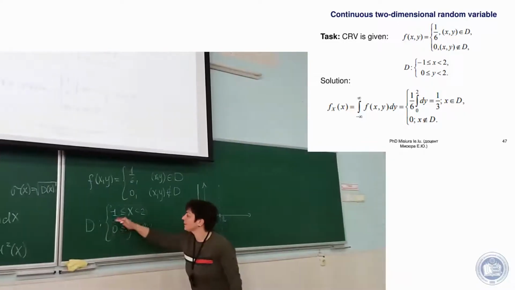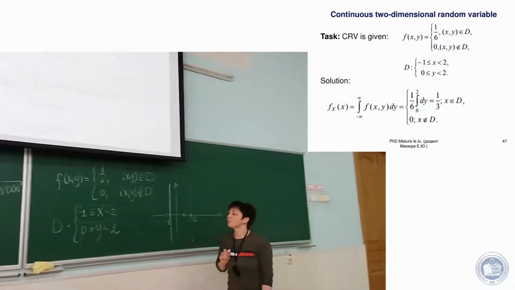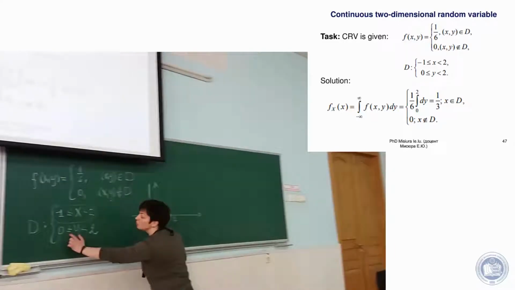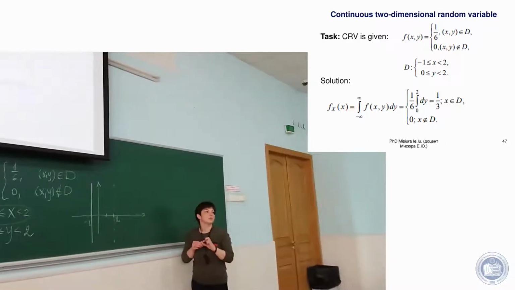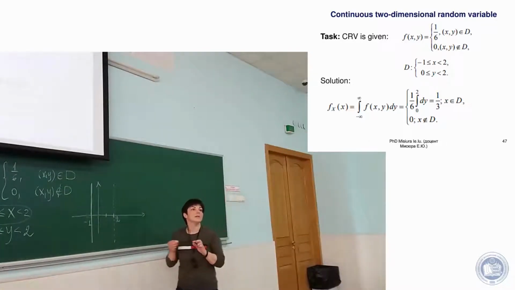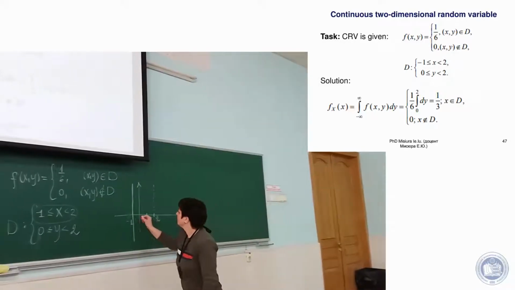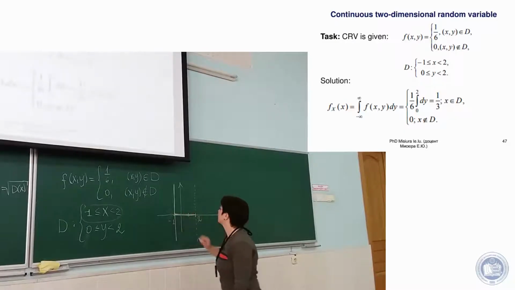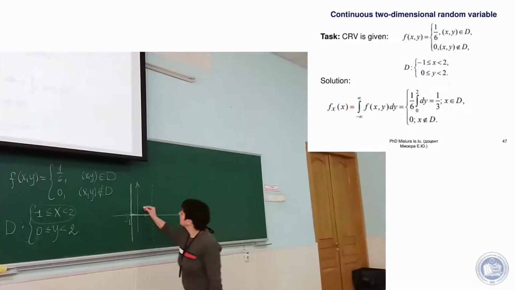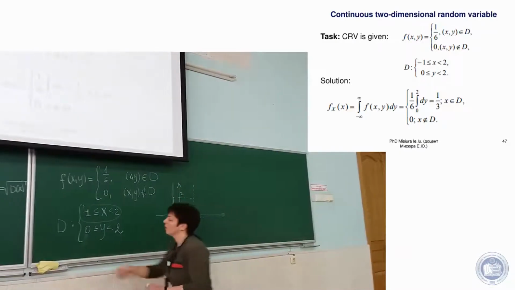How to plot this domain if y is changed from 0 to 2? How to explain y equals 0? What is it? Remember. It will be the x-axis. And you need to include this part, agree? And let's mark 1, 2, and exclude 2.